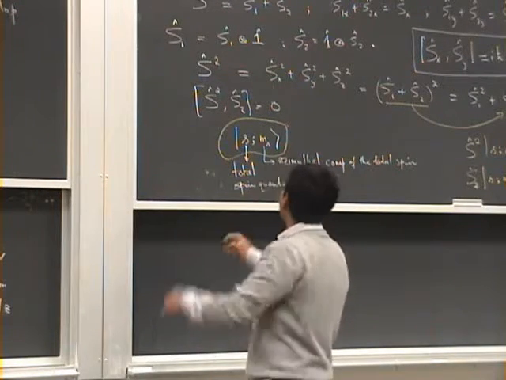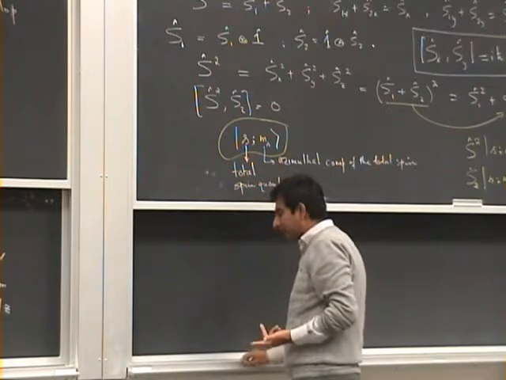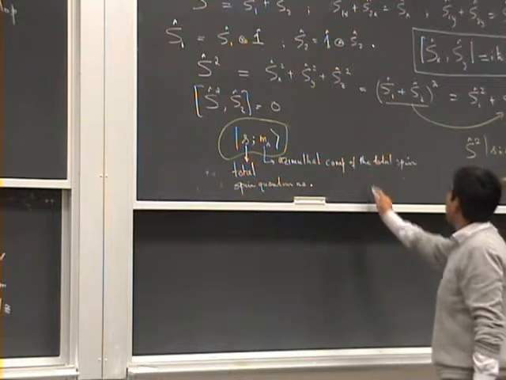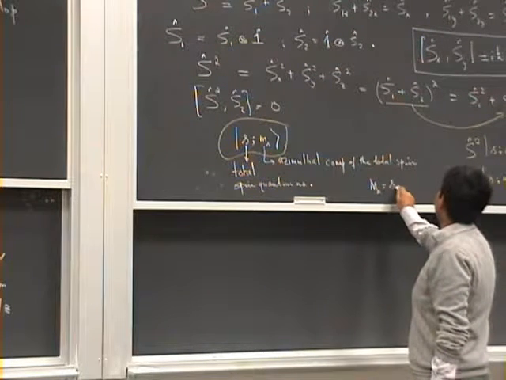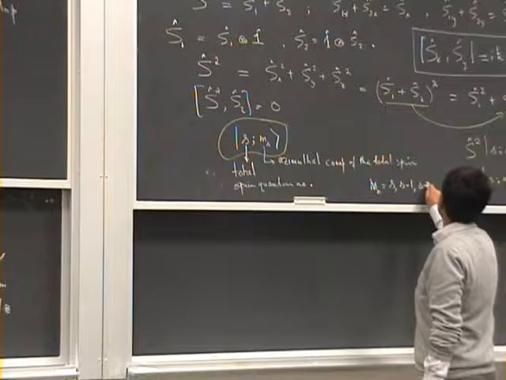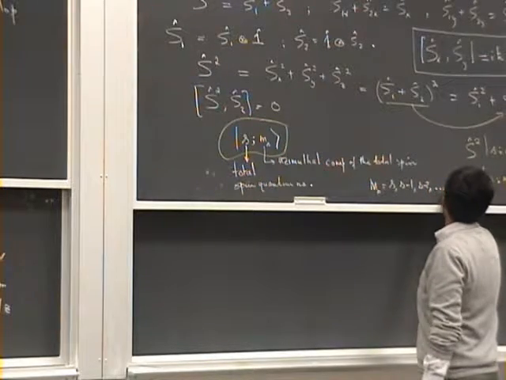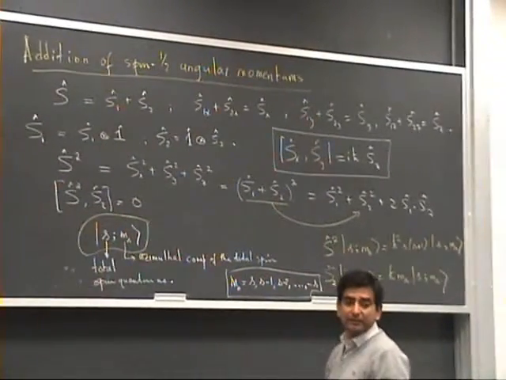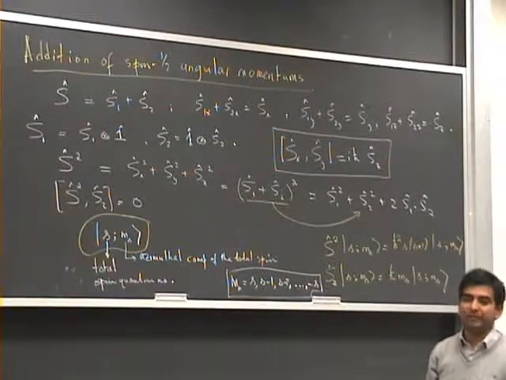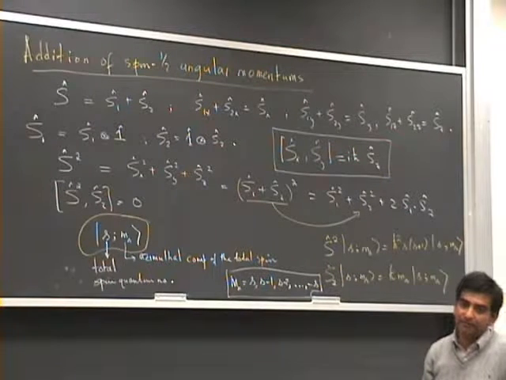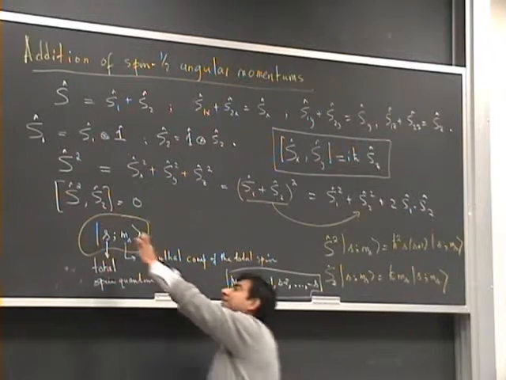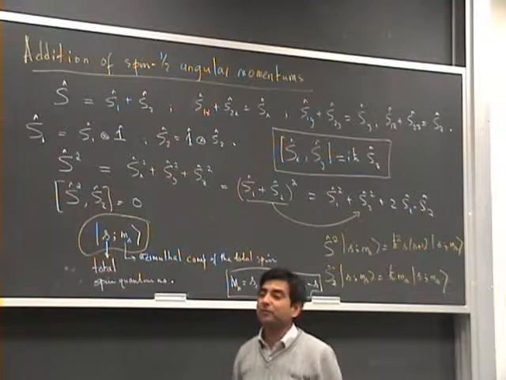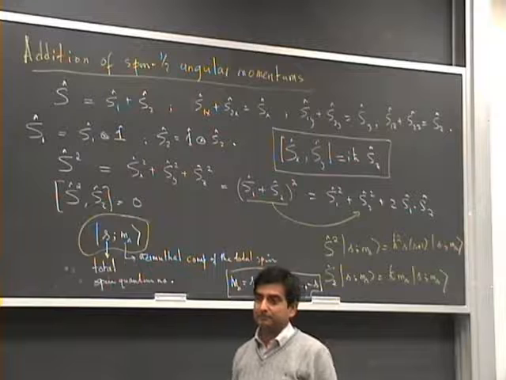Okay. And what are the possible values of S? Because if I know the possible values of S, the possible values of MS are really clear. MS will span from S, S minus 1, S minus 2, all the way down to minus S. So there will be 2S plus 1 possibilities for MS. Okay, this is something we learned in Module 1. So we need to know the possible values of S given two spin half systems which are combining to form a composite system. Okay?